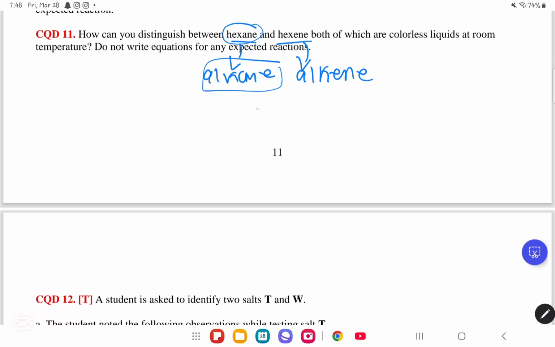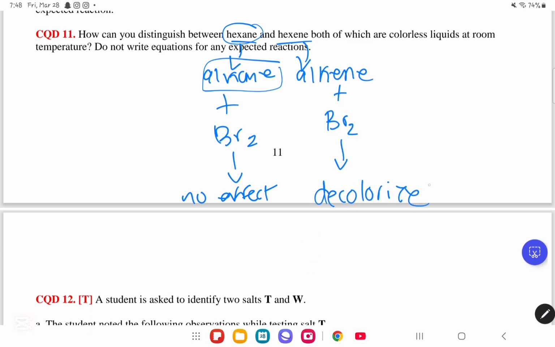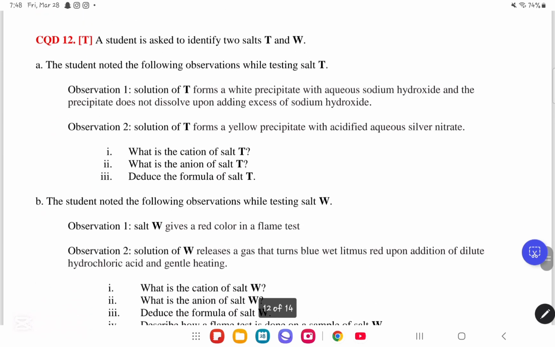Now, alkane, if it reacts with bromine, there will be no effect. However, alkene, when it reacts with bromine, it will decolorize it. So how to know the difference between hexane and hexene? Hexene will decolorize the bromine, whereas the hexane will not decolorize it. We move on to CQD number 12.